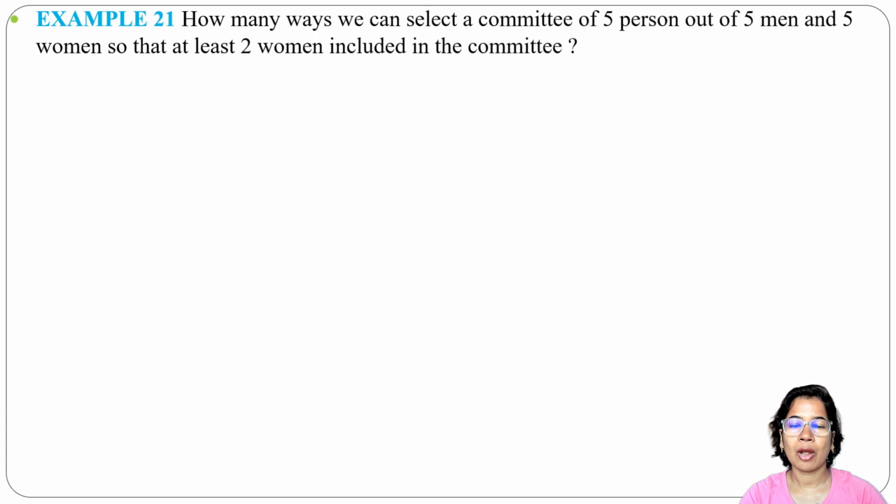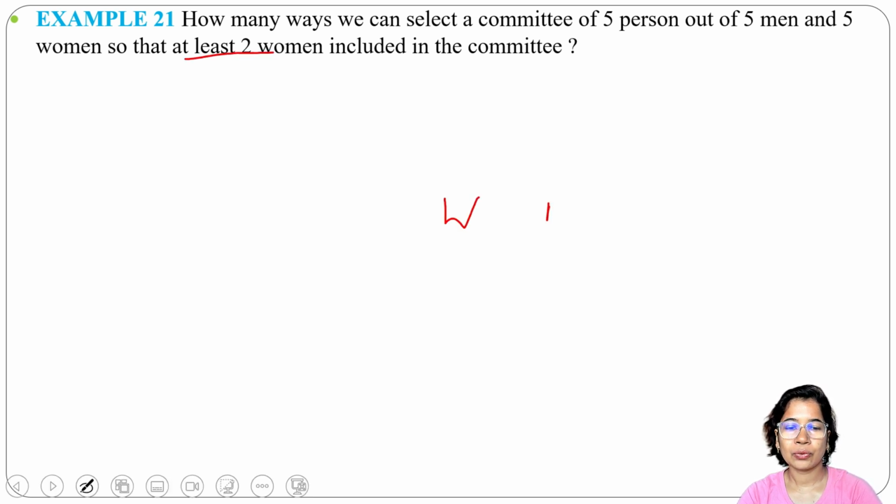Let's see the next example, example 21. In how many ways can we select a committee of 5 persons out of 5 men and 5 women so that at least 2 women are included in the committee? At least 2 women means when women are 2, men can be 3. There can be 3 women and 2 men. There can be 4 women and 1 man. There can be 5 women and 0 men.